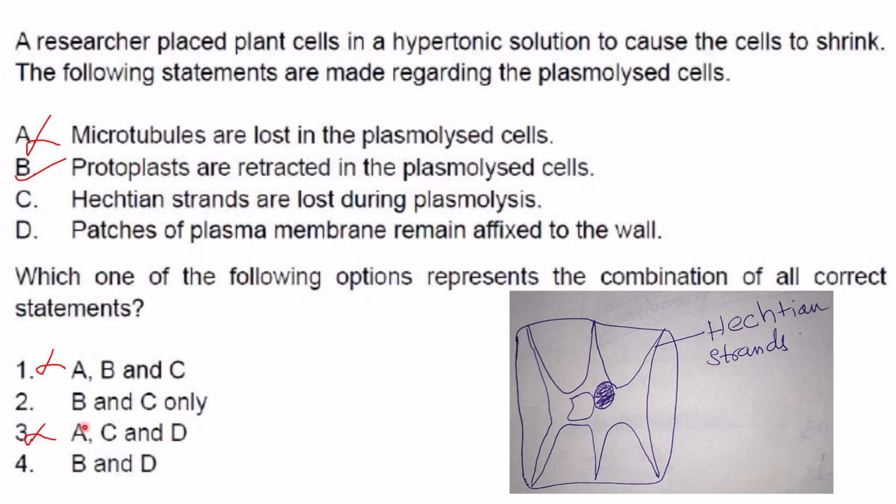So C is not correct. So that makes 2 also not correct. Option 4 will be your answer. Patches of plasma membrane remain affixed to the cell wall. That is what I told you just now. So D also correct. So that makes option 4, B and D correct.